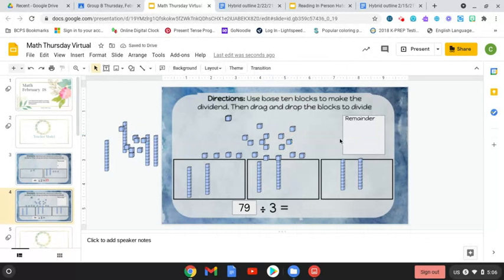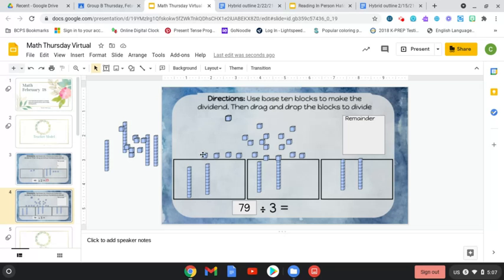Now, at this point, since I already had 9 ones and then I added 10 more, I should have 19 ones now. Let's just double check, okay? 1, 2, 3, 4, 5, 6, 7, 8, 9, 10, 11, 12, 13, 14, 15, 16, 17, 18, and 19. So I do have 19 ones. It's easy to make a mistake, so you want to make sure.